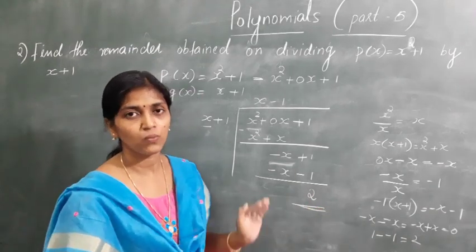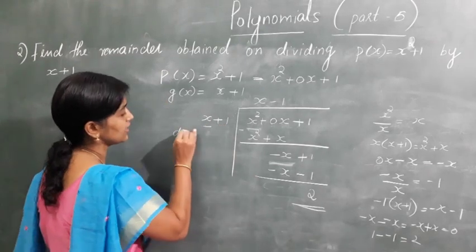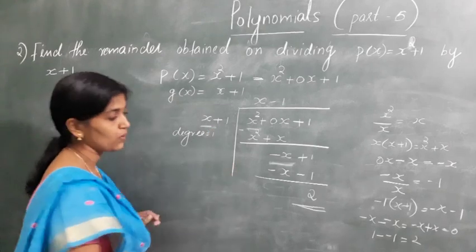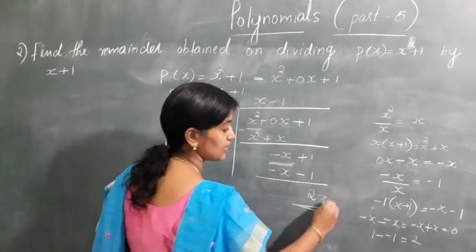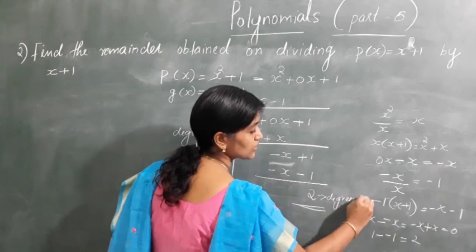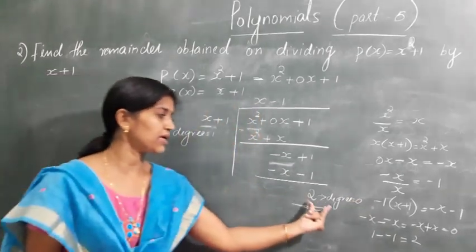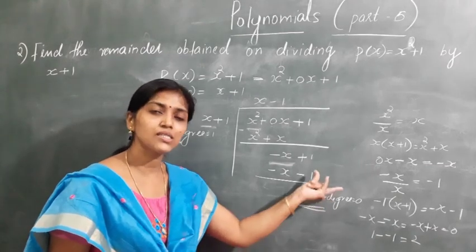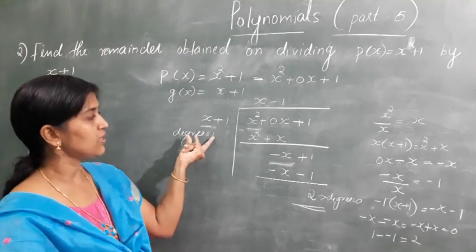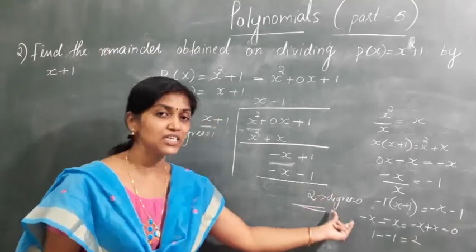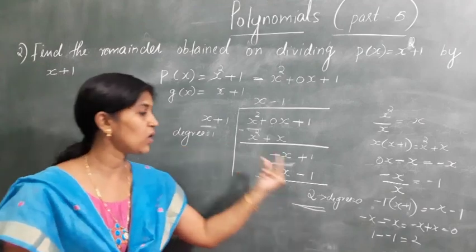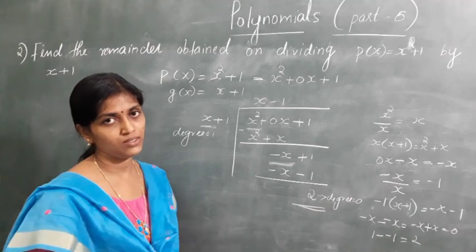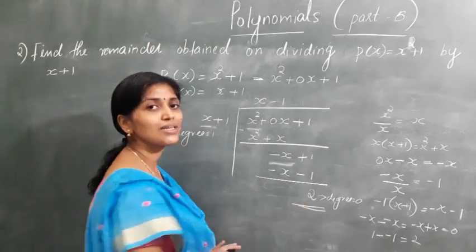Now we stop the division. Why? What is the degree here? Degree is equal to the degree of the divisor. What is it? 1. What is the degree of the remainder? Degree is equal to 0. Since the new dividend was 2, its degree is less than the divisor's degree, because here the degree is 0 and the divisor's degree is 1, we stop the division. Okay, so we can say 2 is the remainder.